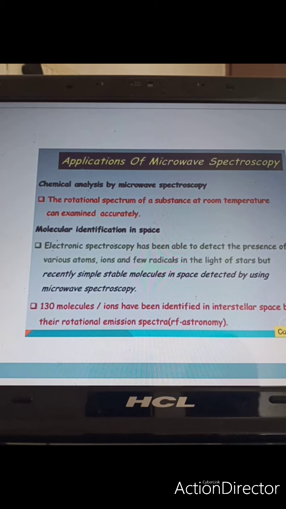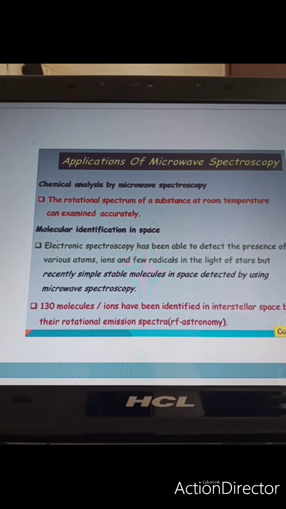It is even used in the study of interstellar space, and in the structural determination of ozone. It is also useful in finding the isotopic abundance, and as you all know, it is also used in kitchens in the microwave oven. So this is how microwave spectroscopy is important.